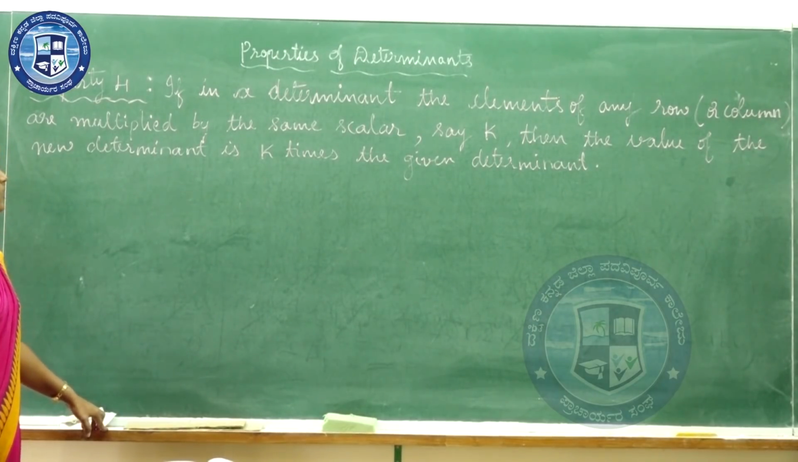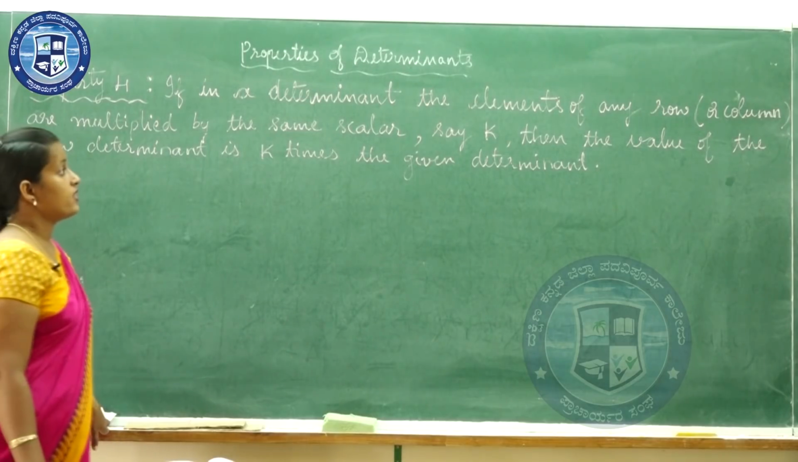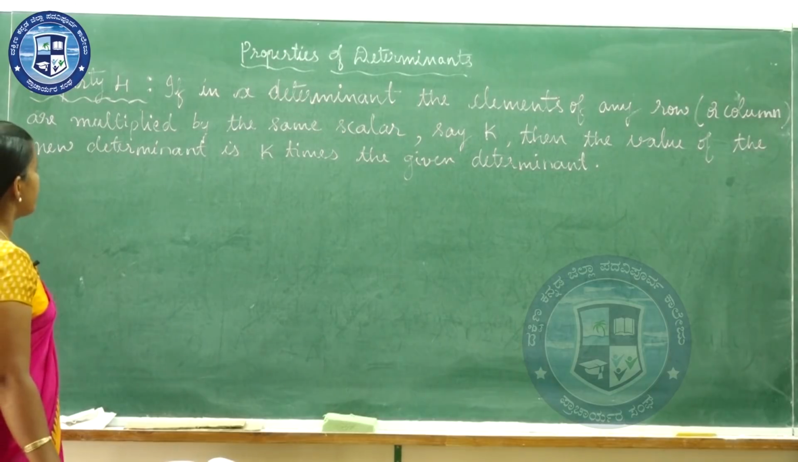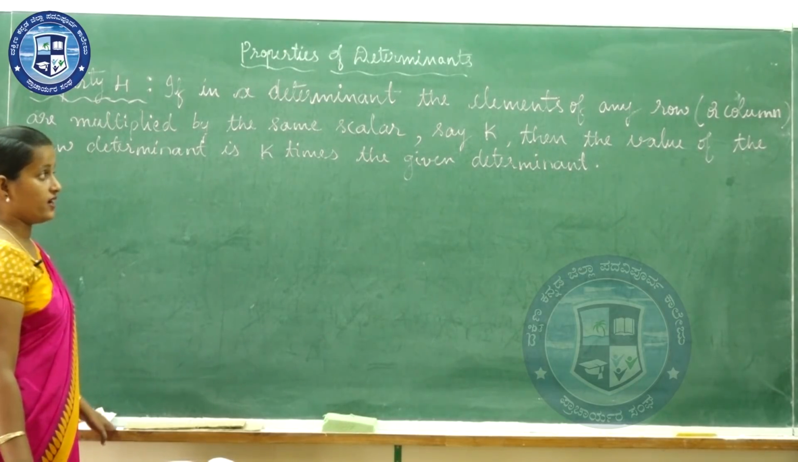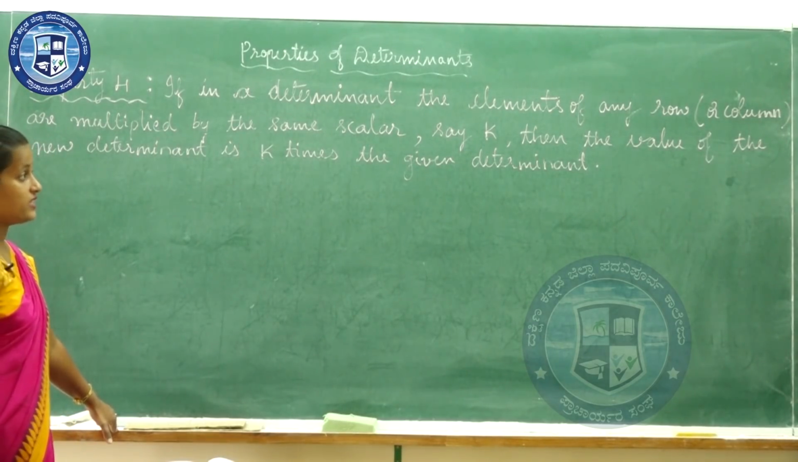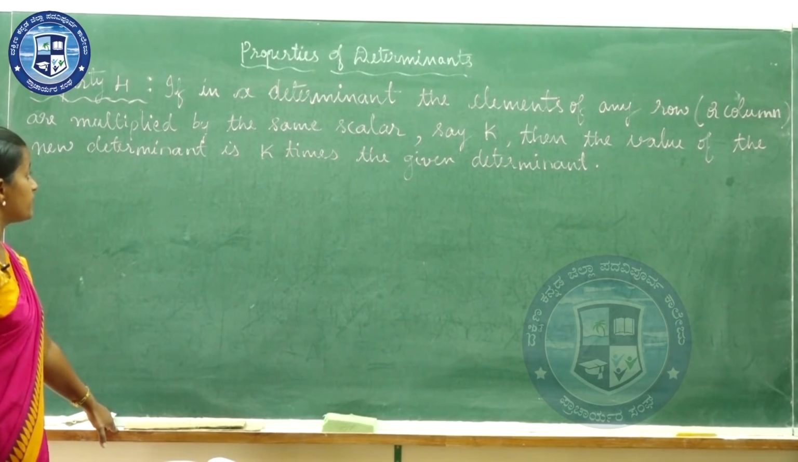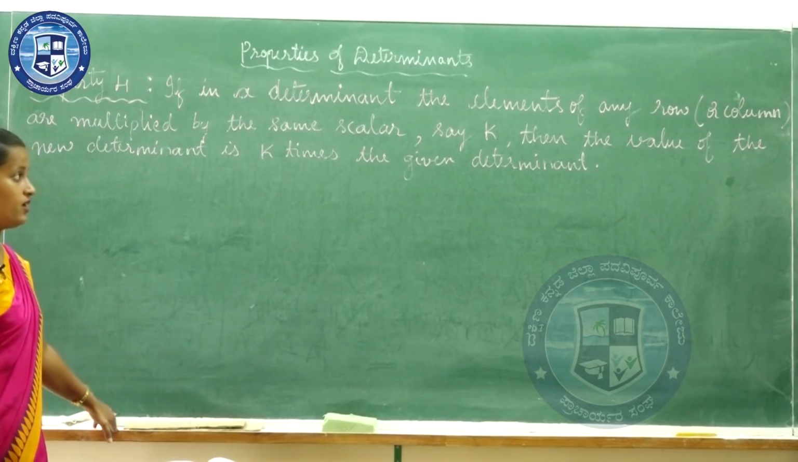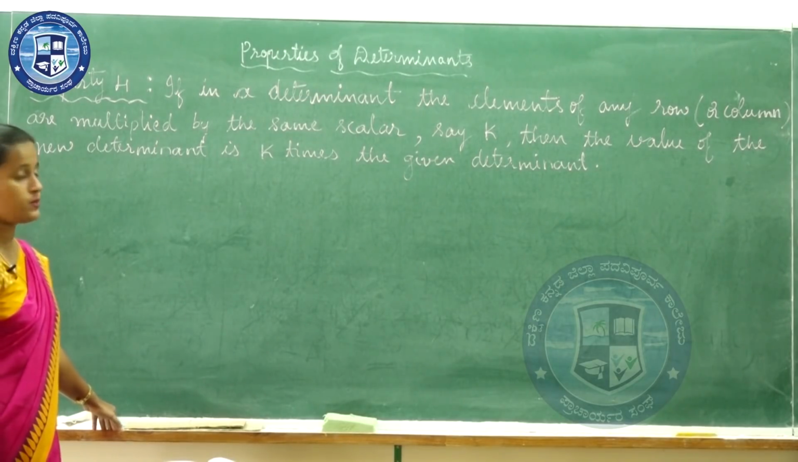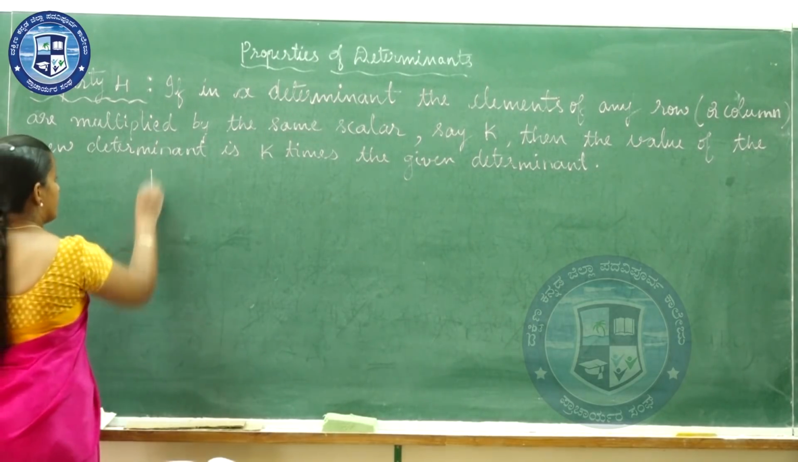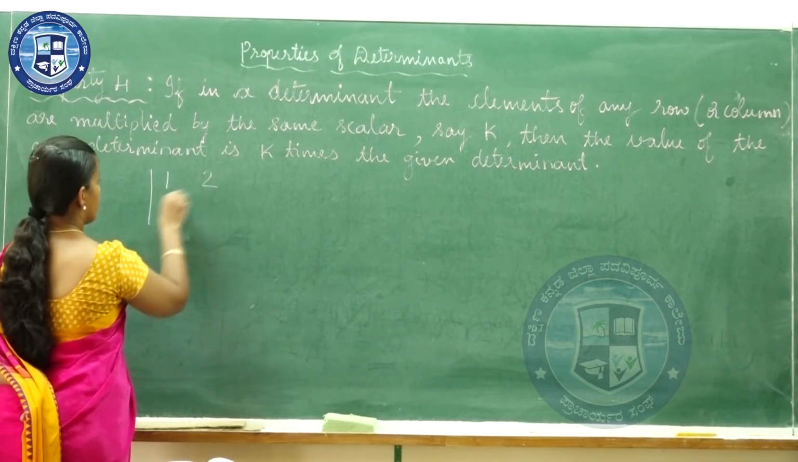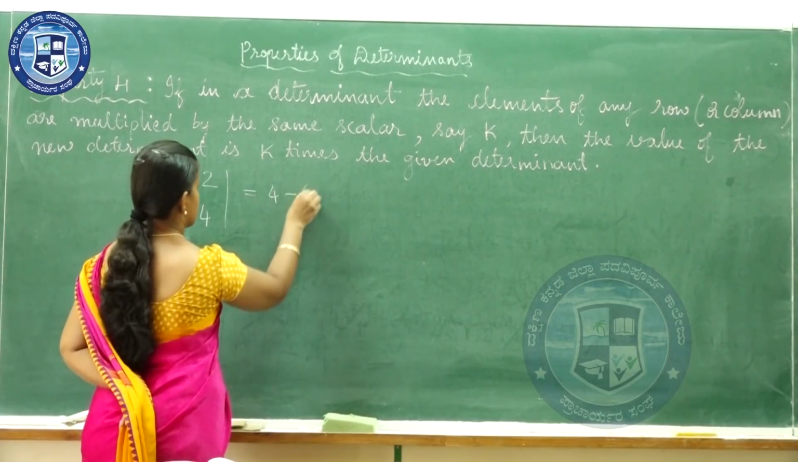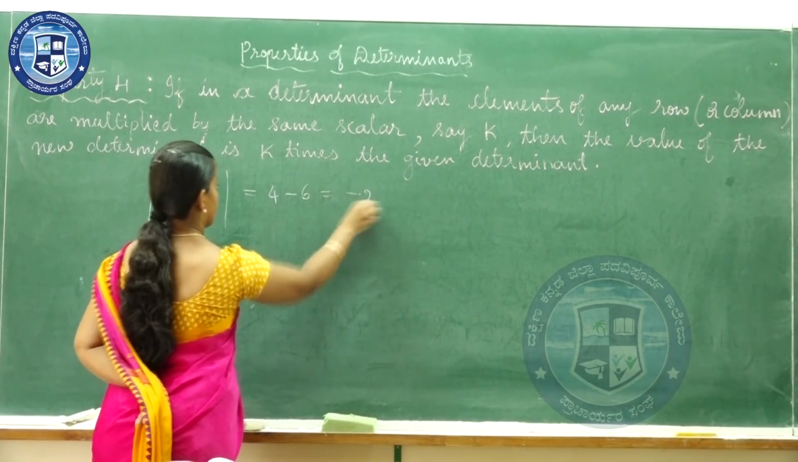Property 4: if in a determinant the elements of any row or column are multiplied by the same scalar, say k, then the value of the new determinant is k times the given determinant. Well, I'll explain this property with an example first. Let me consider the determinant 1, 2, 3, 4. So 4 minus 6, which is minus 2.